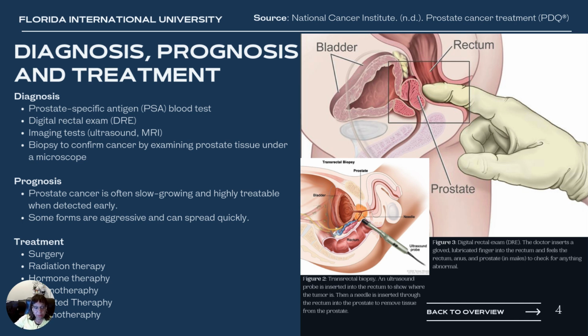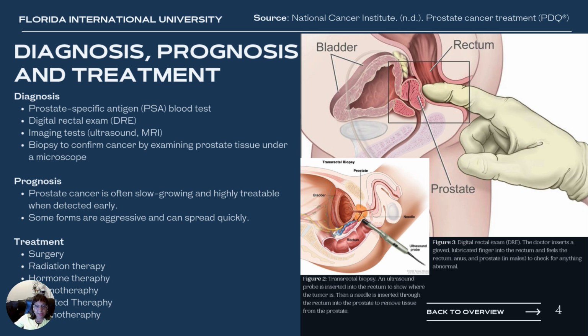under a microscope. So what is done is an ultrasound probe is inserted into the rectum, as you can see here, the ultrasound probe, and then a needle is inserted here. You see the needle is inserted through the rectum into the prostate to remove the tissue from the prostate.